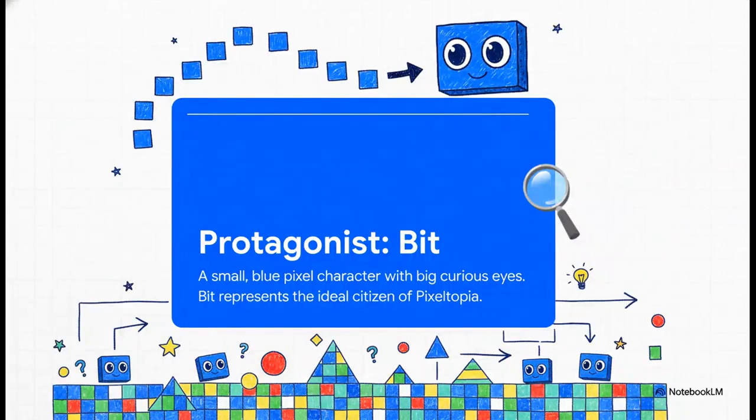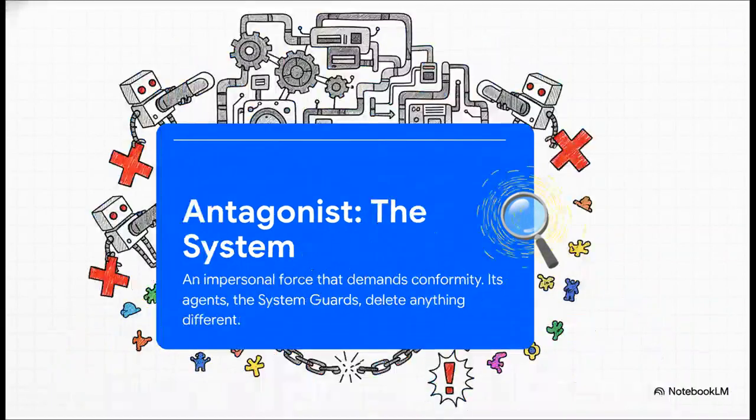And this is who we see it all through, Bit. Simple, blue, and curious. Bit is basically the ideal citizen of this perfect world. And by seeing everything through their big, curious eyes, we, the audience, have a really clear and relatable way into the story. Now, what's so interesting here is that the antagonist isn't some evil villain. It's the system, this big, impersonal force that just demands that everything stays the same. Its agents, the system guards, have one job: find anything different and delete it. That right there establishes the core conflict, and man, the stakes are high from the get-go.